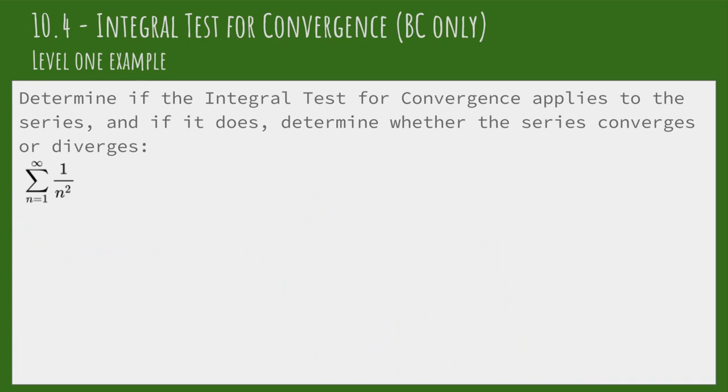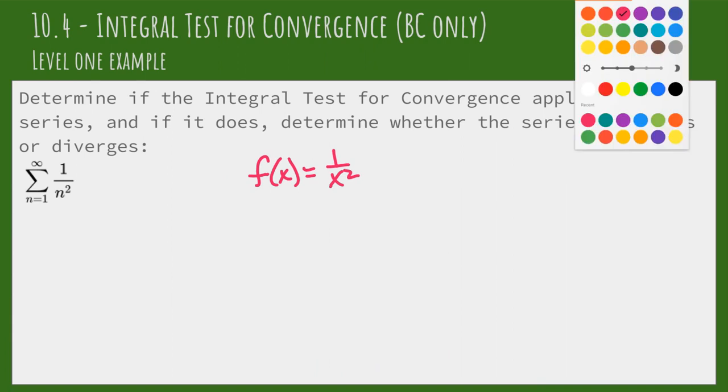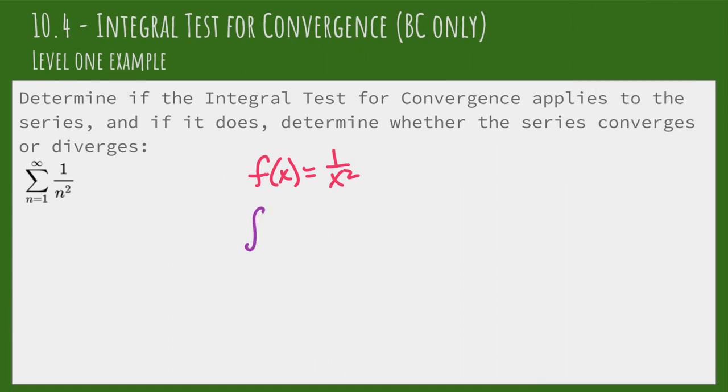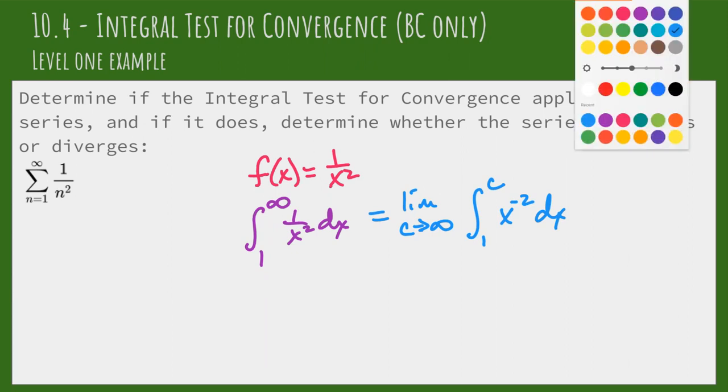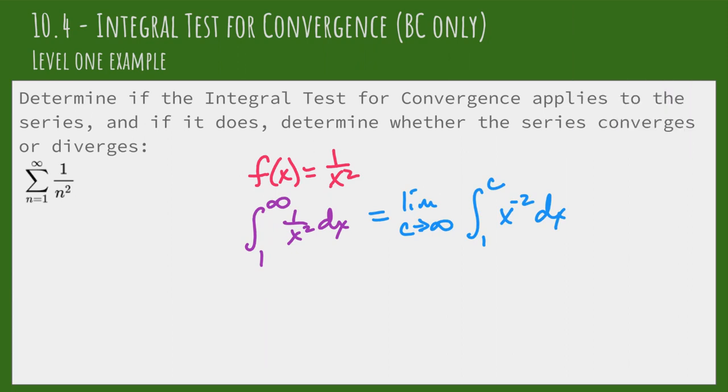So same idea in the second example. So first thing we're going to do is match that up with a function. F of x is going to be 1 over x squared. So what we want to evaluate then is the integral from 1 to infinity of 1 over x squared dx. So again, with an improper integral, our first step is to rewrite it as a limit. I'm going to just use c again. So limit as c approaches infinity of the integral from 1 to c. That x squared I'm going to rewrite as x to the negative 2, and I write it like that for the purpose of taking the antiderivative.